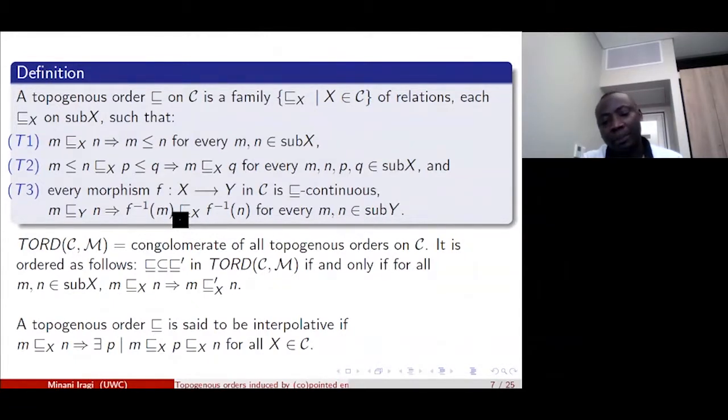There is an important property of topogenous orders that we call interpolation. This property will be used later. We say that the topogenous order is interpolative if whenever M is square less than N, then we can find a P such that M is square less than P and P is square less than N. In that case, we say the order is interpolative. We shall see later that it has a meaning for closure, and it has a meaning for interior operators.